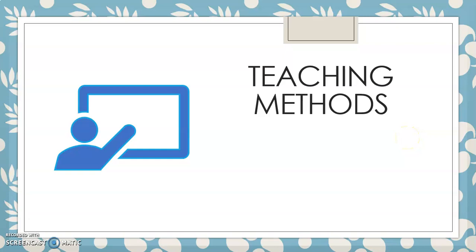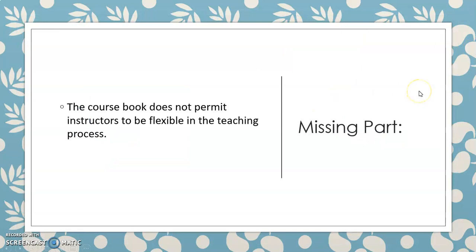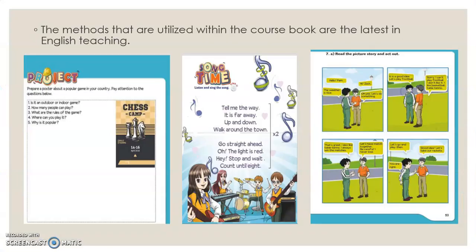Now, let's look at teaching methods. The course book does not provide flexibility to instructors in the teaching process because activities and instructions push teachers in a direct way. For example, listen and match or read and write. Then the methods that are utilized within the coursebook are the latest in English teaching. You can see role-play activities or projects and songs in our coursebook.